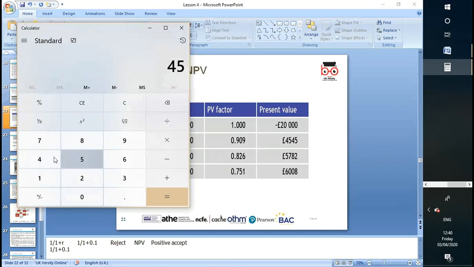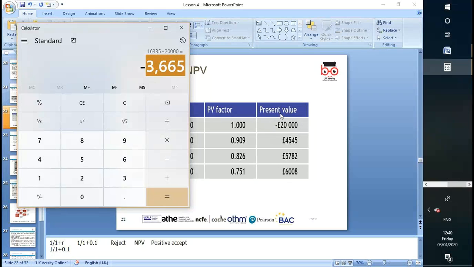So 4,545, yes, plus 5,782 plus 6,008. So now I'm getting 16,000. How much did I invest? 20,000. So my net is still I'm behind by 3,665 pounds. So my NPV is negative.